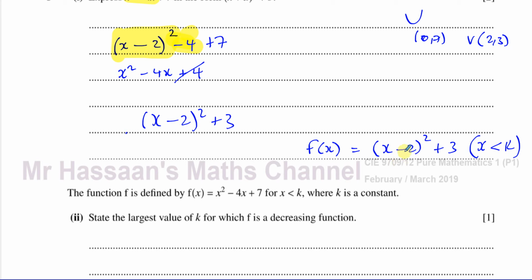So it's always going to be 3 plus some positive number. The lowest that this bracket can ever be is 0, okay, when x equals 2. So the vertex is 2, 3. When x equals 2, this becomes 0, and f of x becomes 3. That's the lowest point you can ever have on this graph.